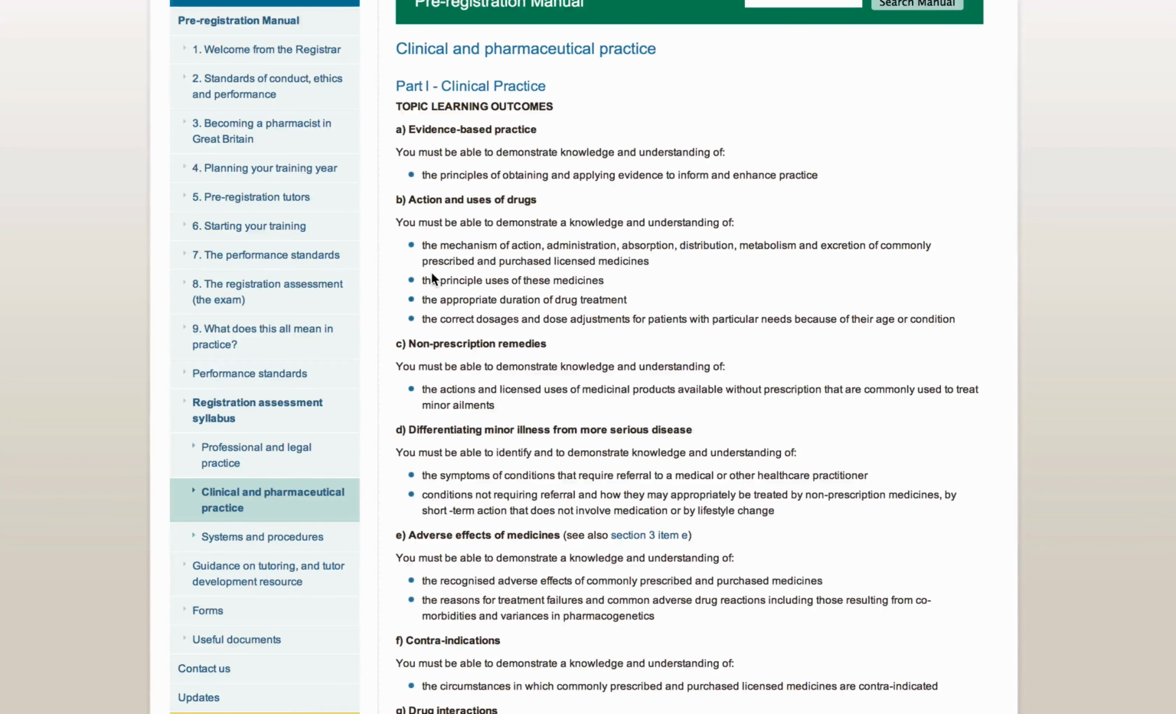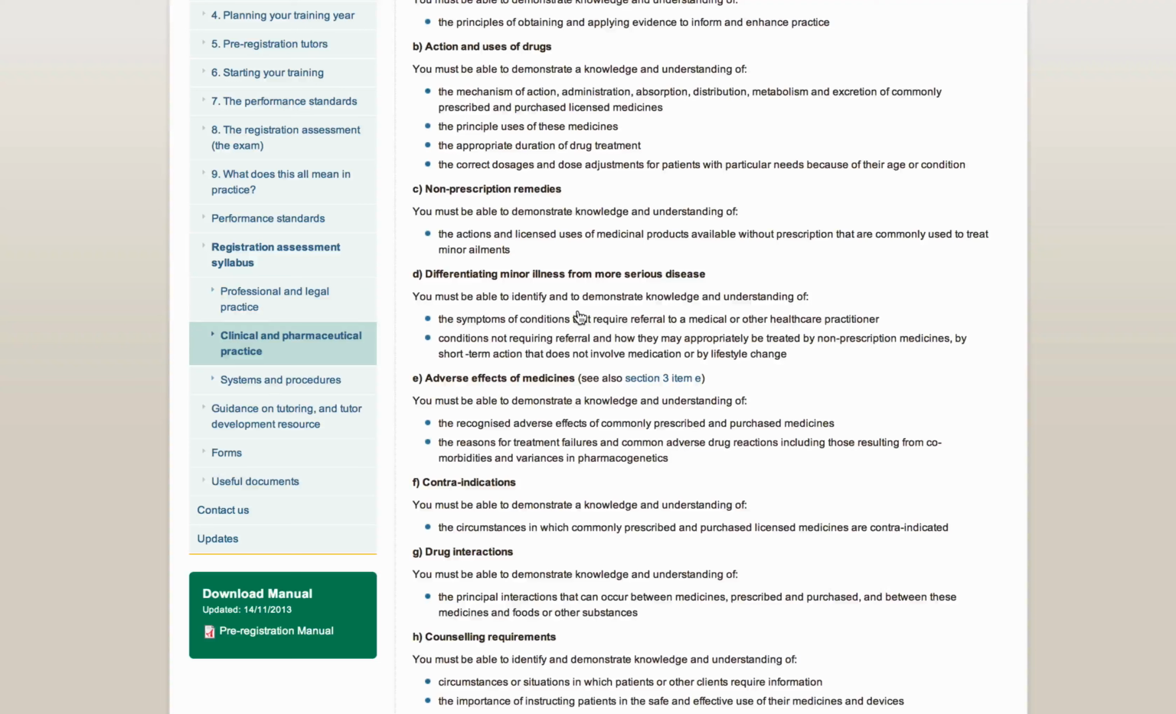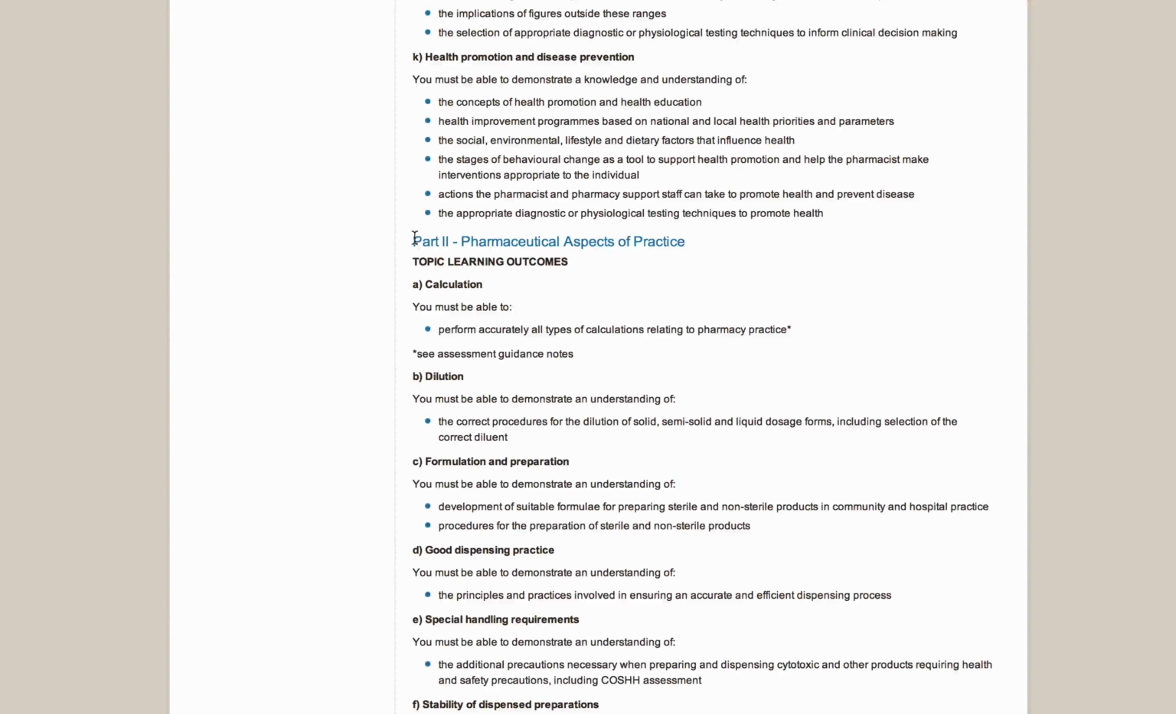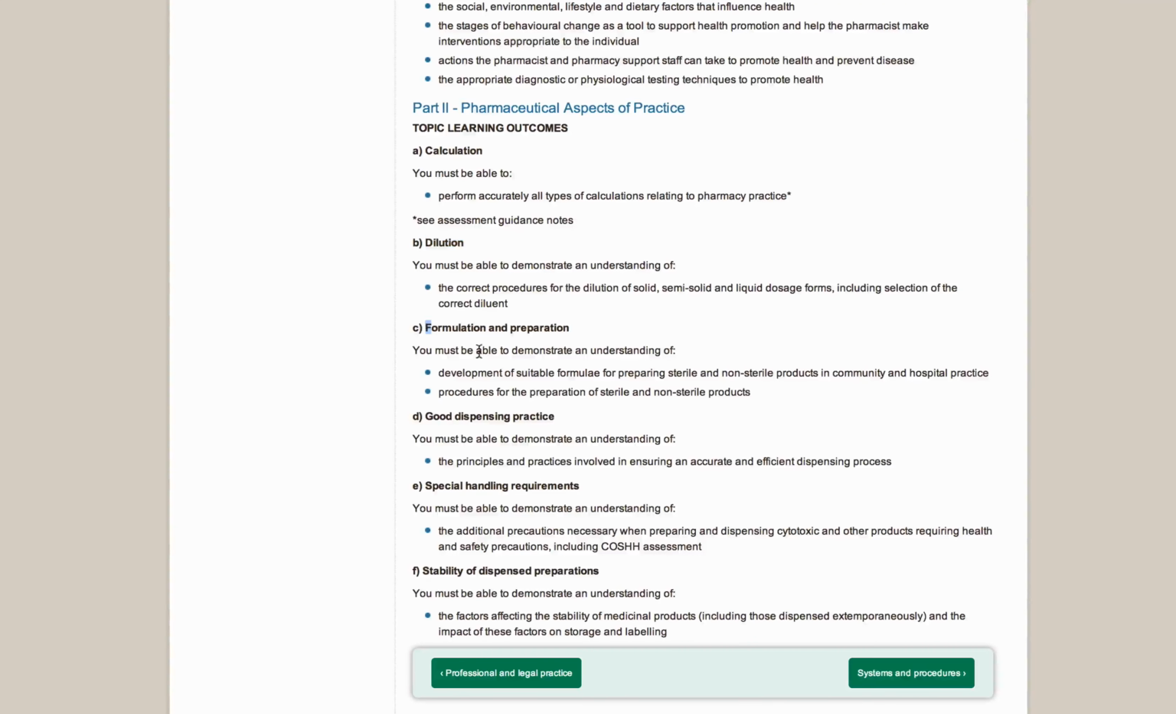I was interested in what pharmaceutical aspects of practice means, because not the last exam, but the exam before, there were some questions about laminar flow and aseptic techniques, with rooms A, B, C, and which is the cleanest. I think it'd be in here, but really what pharmaceutical aspects means is calculations, dilutions, somewhat formulation preparation.